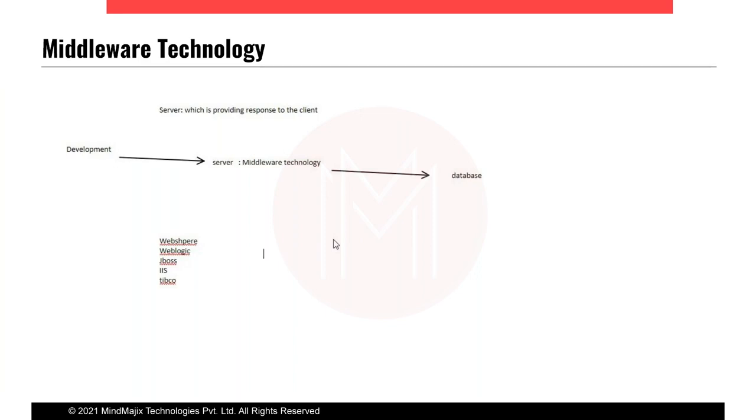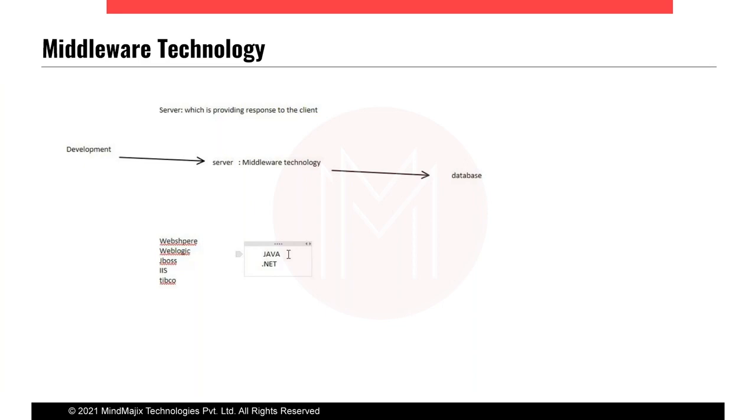And we have development technologies, Java, .NET. So these are the main technologies in the market, and these are the middleware technologies. Every middleware technology should use a development technology. That may be Java, that may be .NET. So I'm coming to Java first.